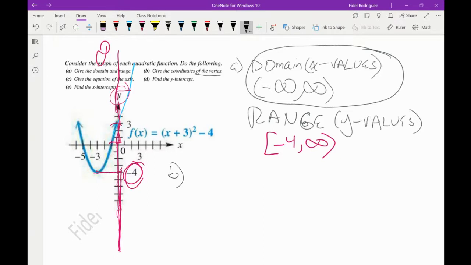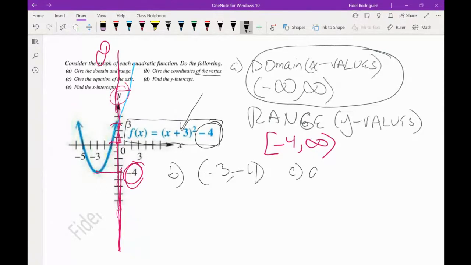Part B says, can we find the coordinates of the vertex? So remember, the vertex, y'all, I'm going to look at this part right here. The way we find the vertex, this number here, that sign is going to change. If it's a +3, the first thing I'm going to do is write a -3. This number does not change, so that's going to stay as a -4.